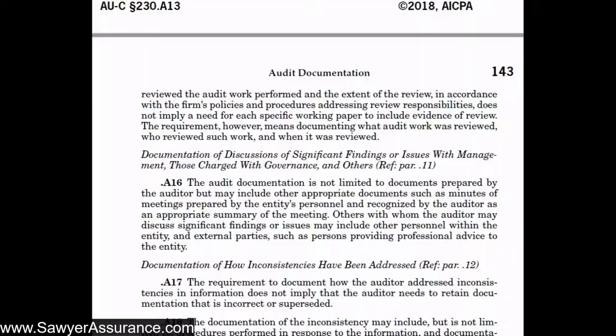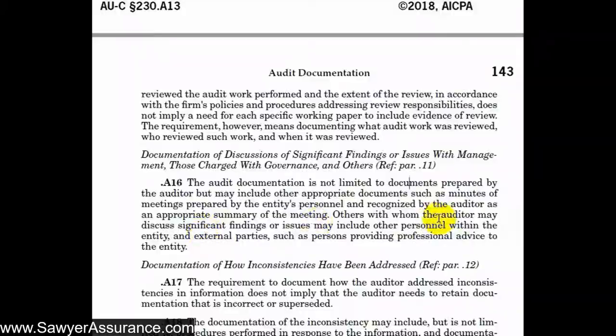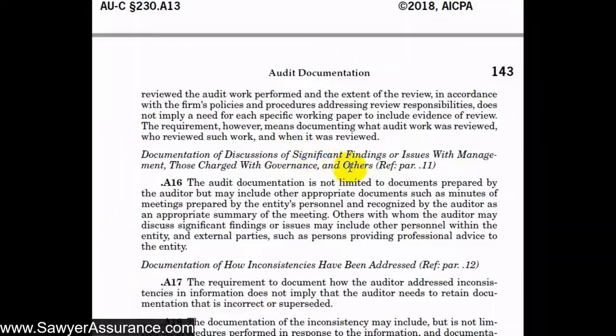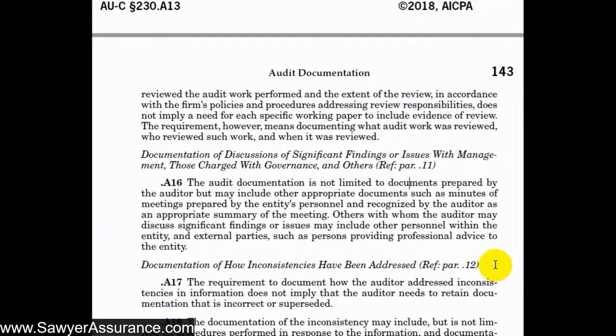And we may end up discussing significant findings with parties outside of management. For instance, maybe people providing professional advice to the entity. So this situation doesn't only include discussions of significant findings with management and those sorts of governance, but it also includes those discussions with others. So we need to make sure that we document any discussions that we have regarding significant findings or issues.